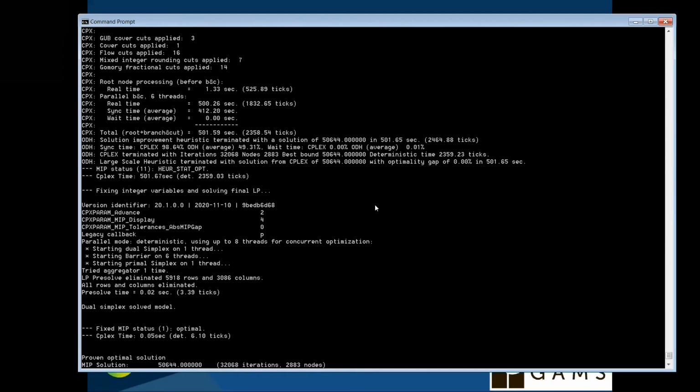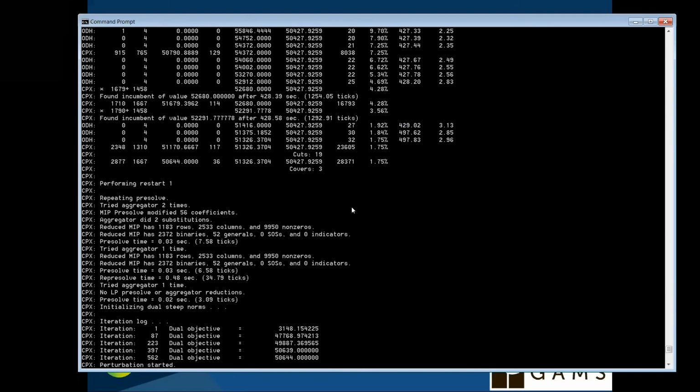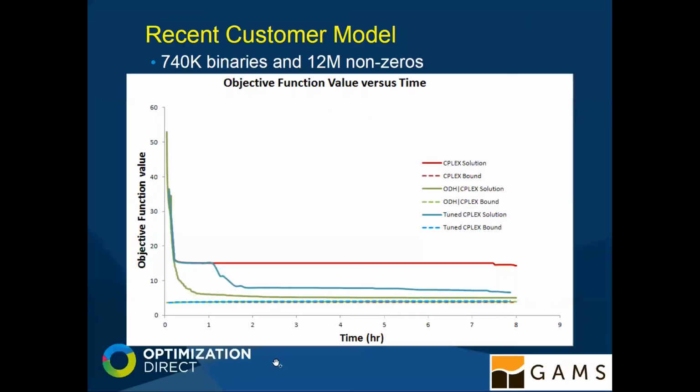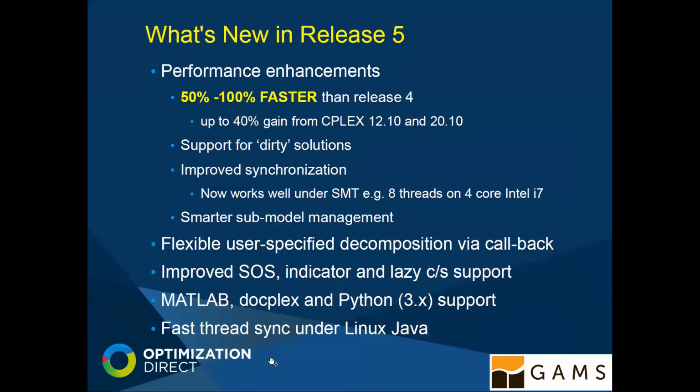So that, in a nutshell, is a quick guide to the log from ODH CPLEX and shows you how the two technologies work together to their mutual advantage, of course. I'll now revert to just describing what's new in our current release.